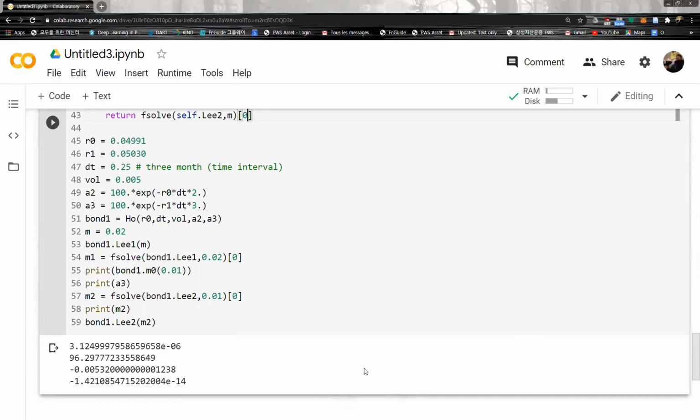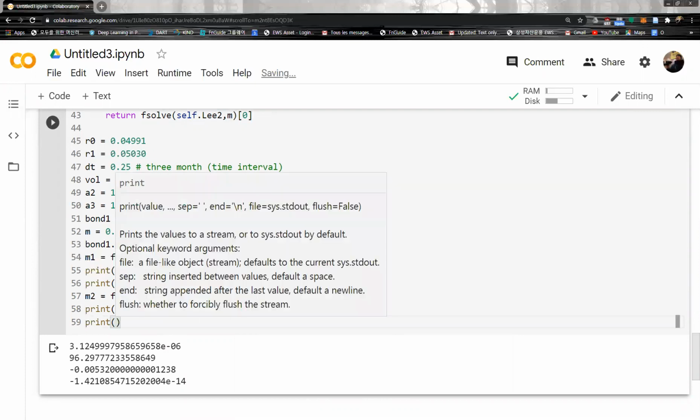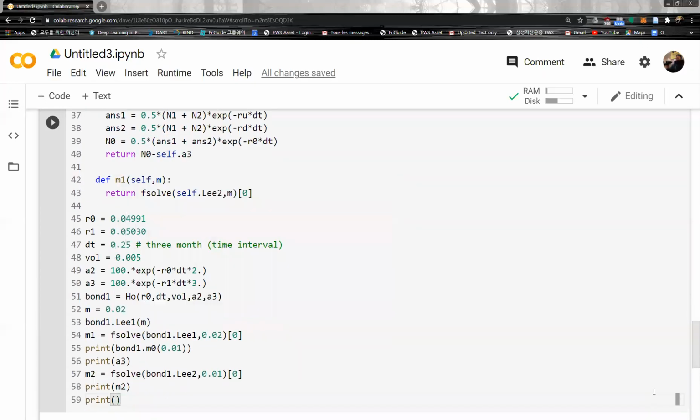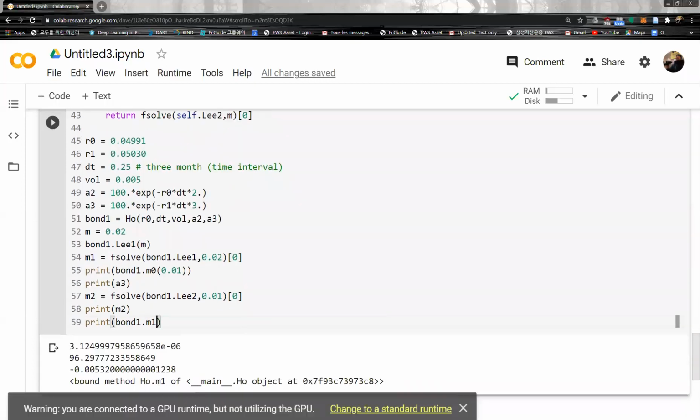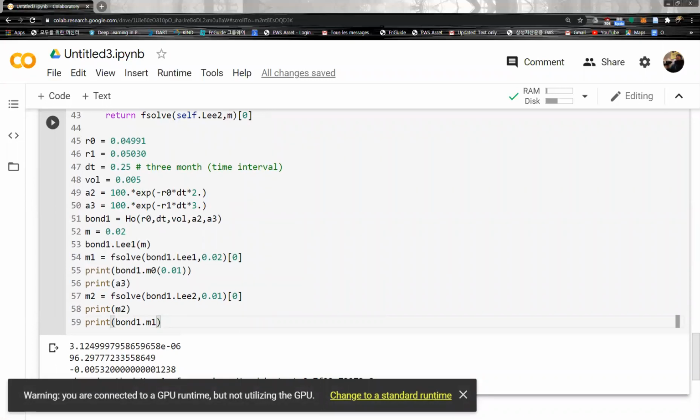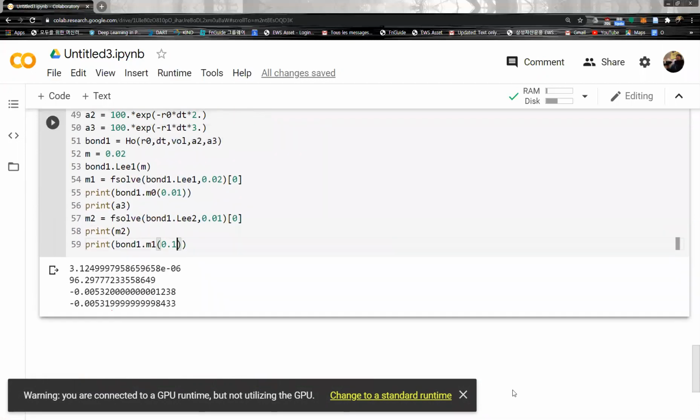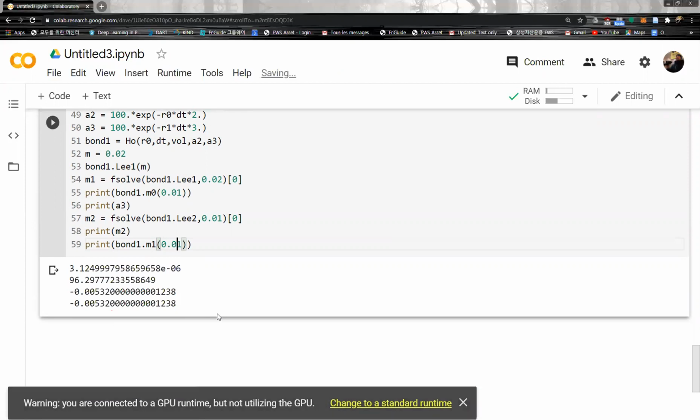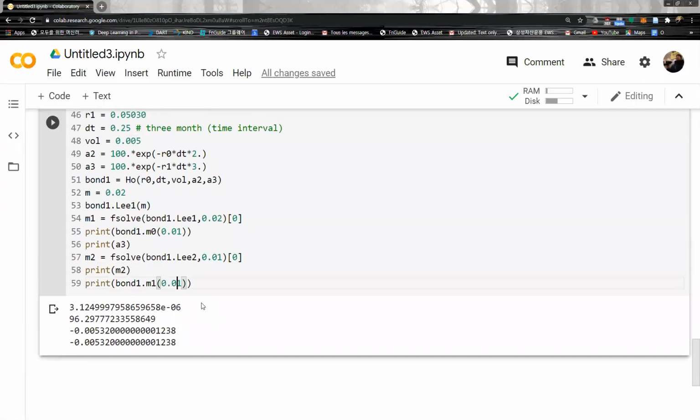Okay, and then let's try print bond1 m1 equals, okay, initial guess, and then we have the same, slightly different. Let's reduce initial value. So we have the same value. So our calibrated value. So let's delete those things.